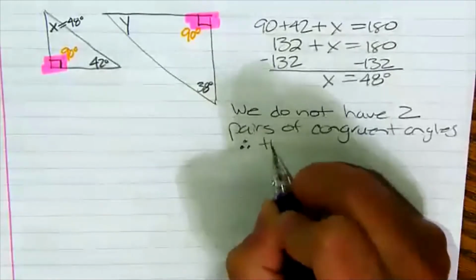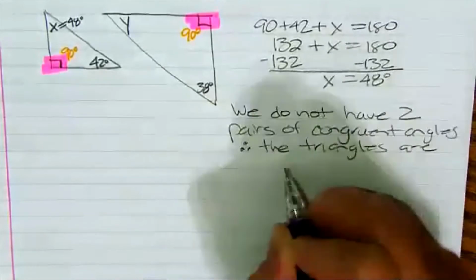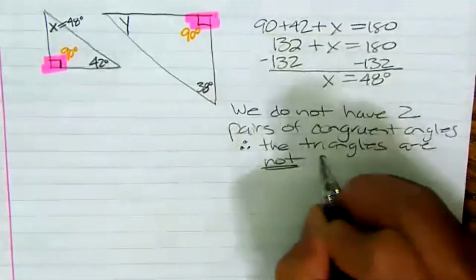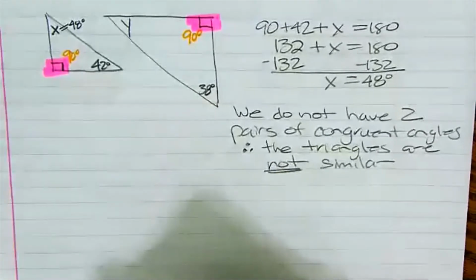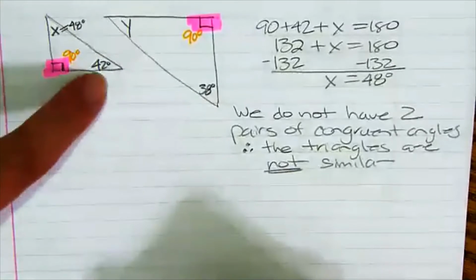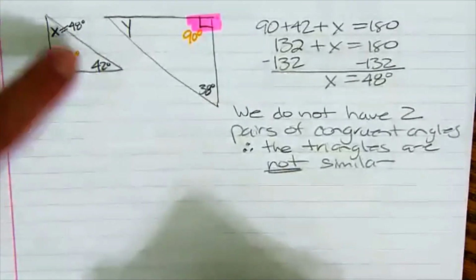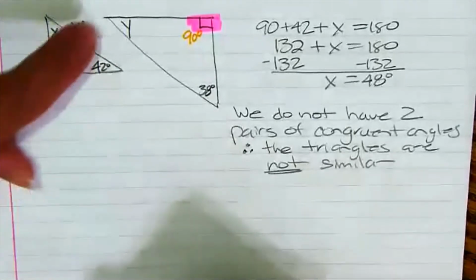Therefore, the triangles are not similar. Now, last period, somebody said, well, what about y? What if y is congruent with 42 or 48? Well, let's see. Let's check out y.